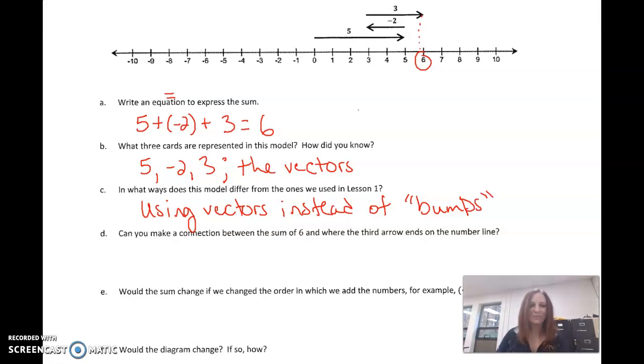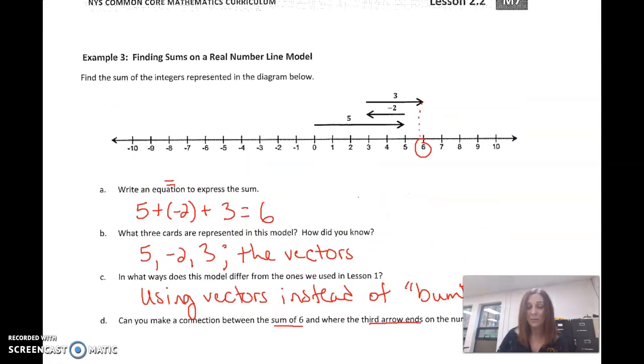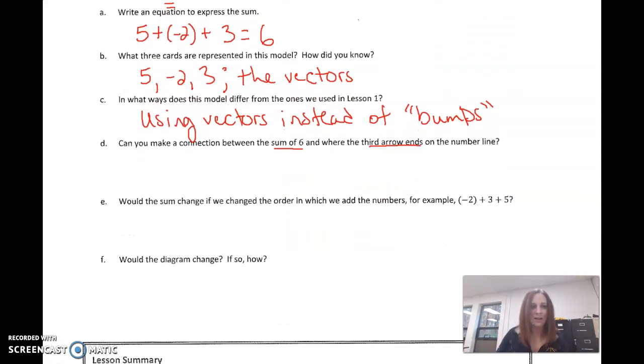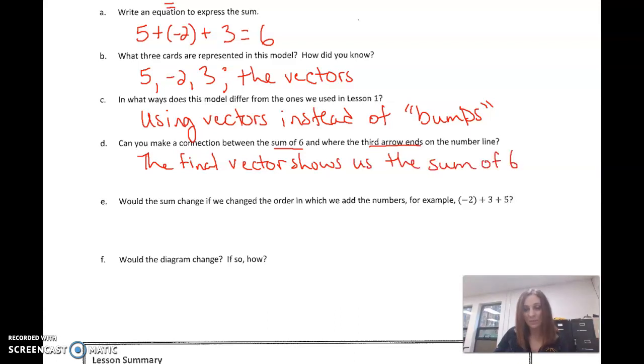It says, can you make a connection between the sum of 6 and where the third arrow ends, the third vector ends? Well, our sum is the solution to an addition problem, and our third vector ends right at that sum. So I'm going to say the final, in this case it's a third, the final vector shows us the sum of 6. The final vector where it ends up, that's the solution.